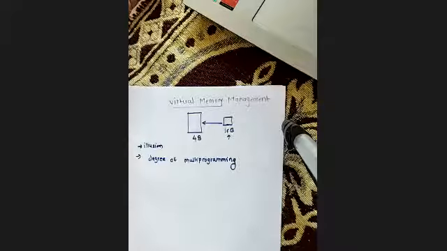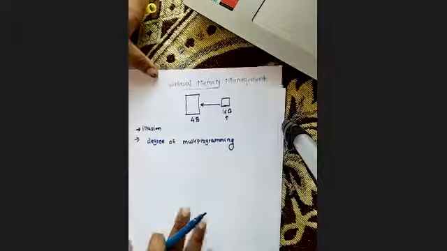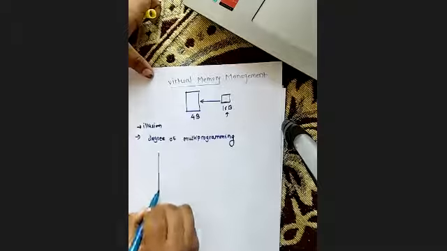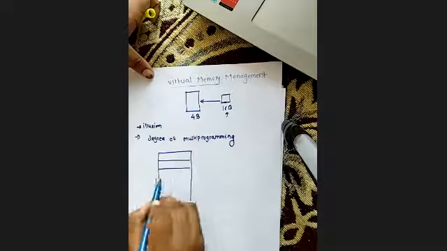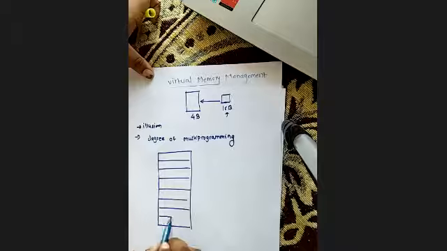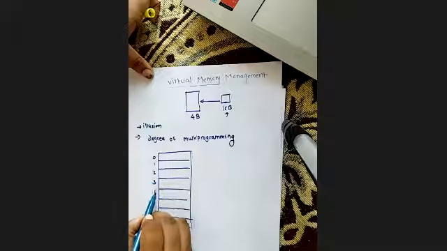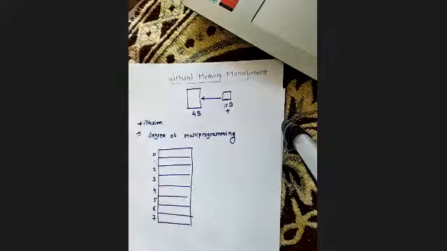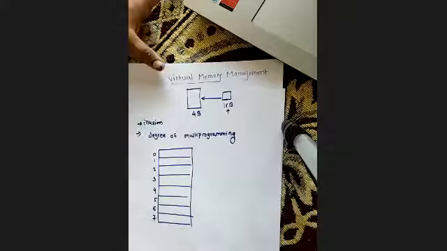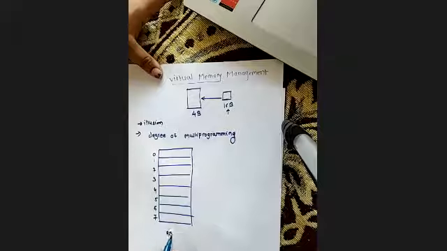Now how are we managing that? How does it actually happen? This question will be asked for 10 marks: explain virtual memory management. Or it may be possible that a short note on page fault and demand paging will be asked for 6 marks also.